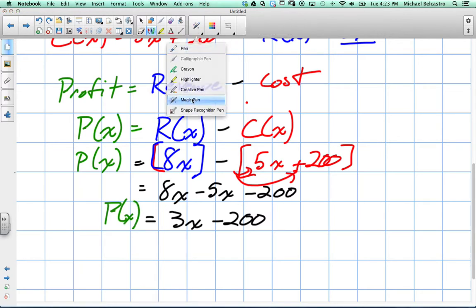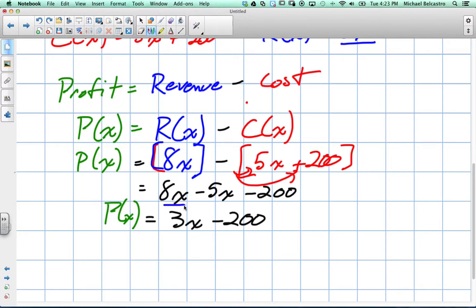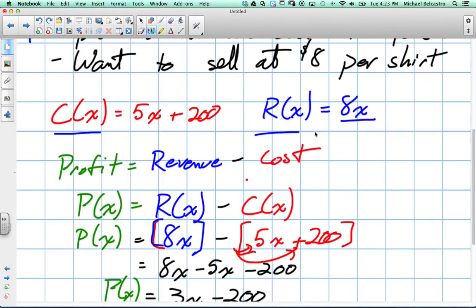And that makes sense because if every shirt costs us $5 to make, that means we make a profit of $3 on every single one, and we have an initial hole of $200. So in order to solve this, we can set our profit equal to zero and find the break-even point. Another way we can find the break-even point is by working with the actual cost and revenue. We know a break-even point is when profit is zero, when the company's made no money.